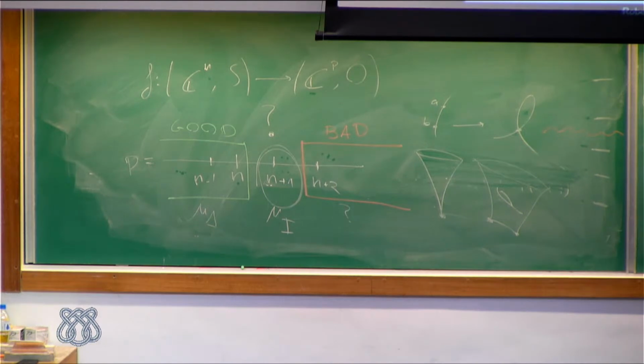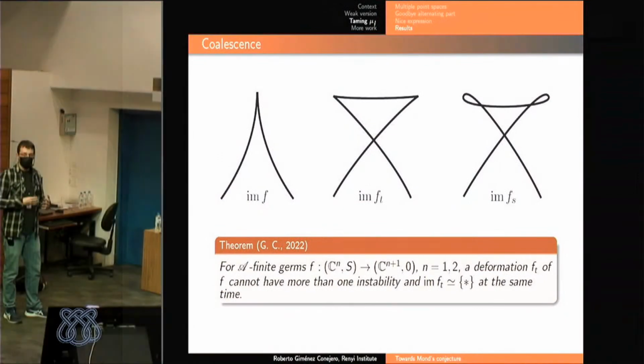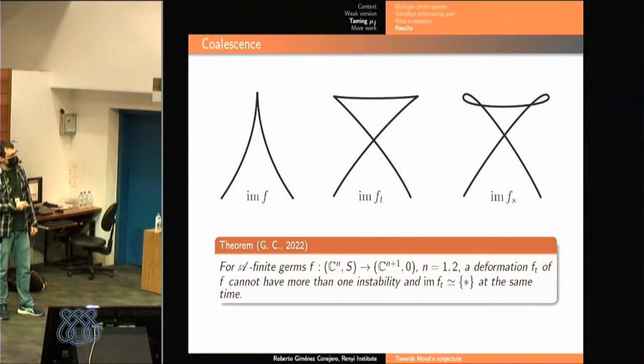And we can state a theorem in the case from n to n plus 1, because in general this is false. From C^n to C^(n+1), when n is equal to 1 and 2, so from C^1 to C^2 or C^2 to C^3, we know that this cannot happen. You cannot have more than one instability without creating homology. So something like this should happen. And to prove this, you again use all this machinery of translating image Milnor number into Milnor number of ICIS.